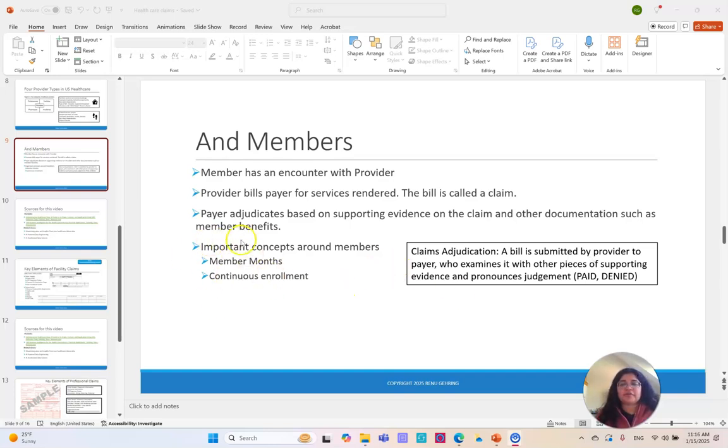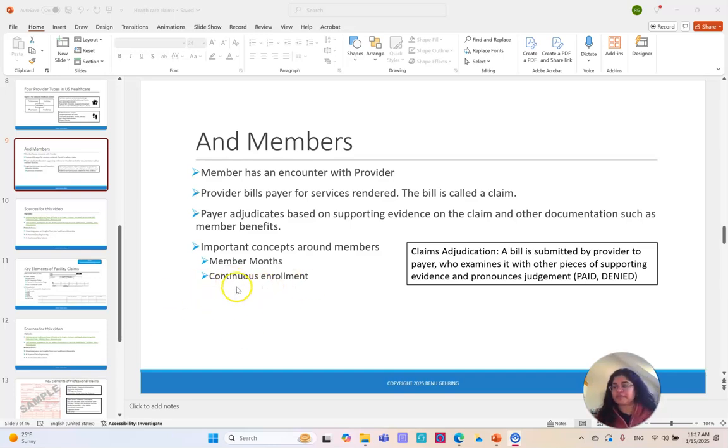And the one other thing I will mention about members is members are obviously people, and there is a time element. So, was I with United Healthcare this month? And then something happened, and I switched to Kaiser Permanente. So then United Healthcare would say, okay, Renu was a member for the month of January. So it would be a member month. That's how they think about members.